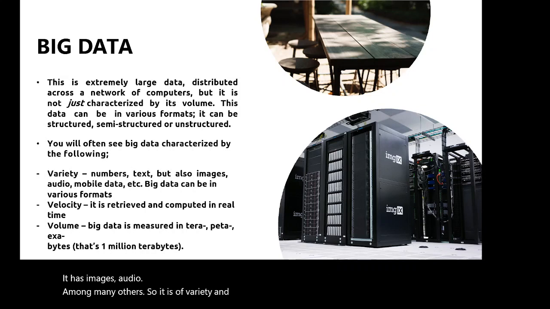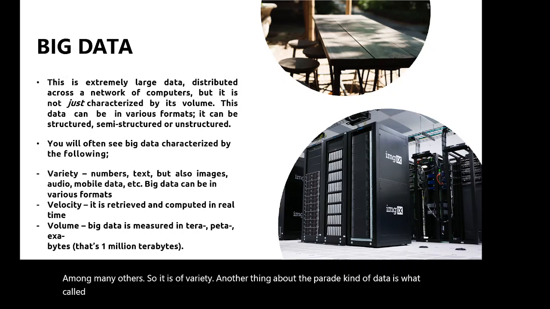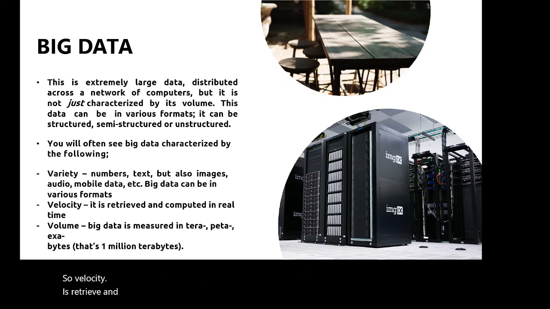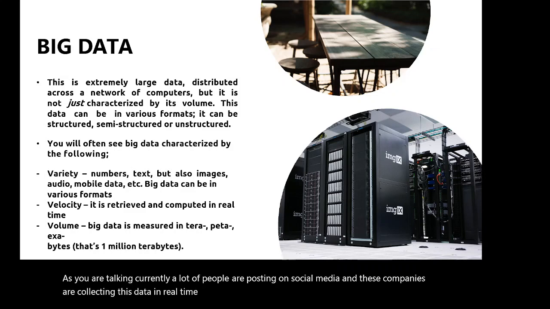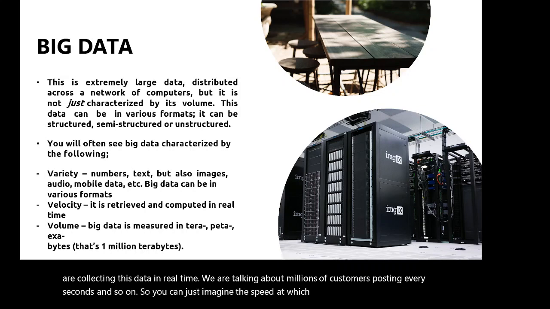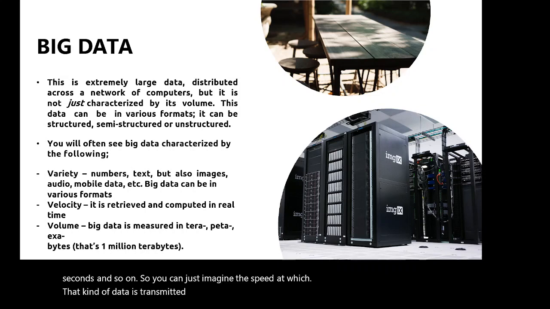Another thing about the current kind of data is what you call velocity. So velocity is data retrieved and computed in real time. Like as you are talking currently, a lot of people are posting on social media, and these companies are collecting this data in real time. We are talking about millions of customers posting every second. So you can just imagine the speed at which that kind of data is transmitted.